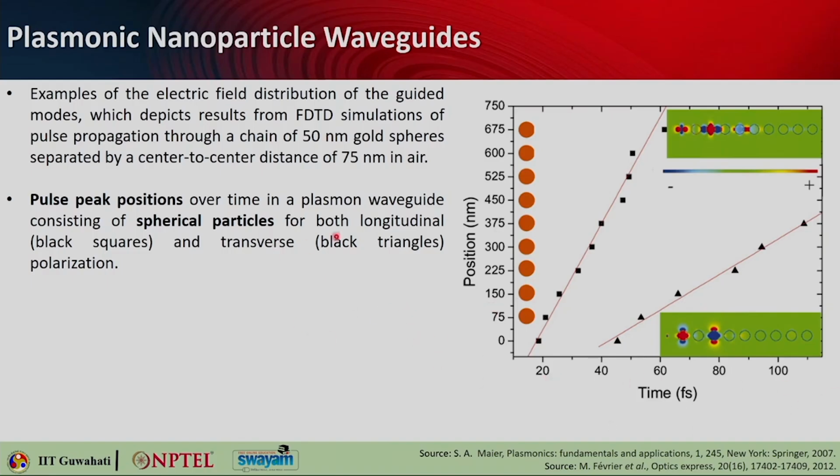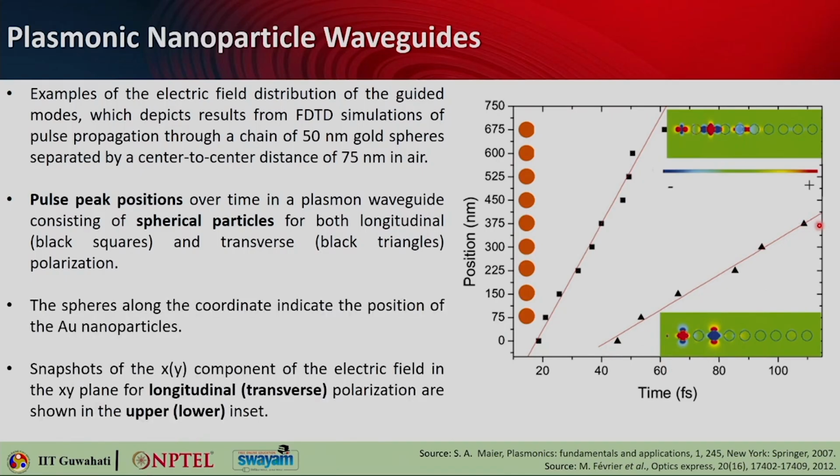Okay. In this plasmonic waveguide consisting of spherical nanoparticles, for the longitudinal polarization, these are the black squares, and the transverse one is this one, when the polarization is along the transverse direction. So, you can see this can actually sustain much longer. Okay. Yeah, and these are the snapshots. As you can see, these are basically the propagation along the longitudinal direction, and this is when it is along the transverse one.